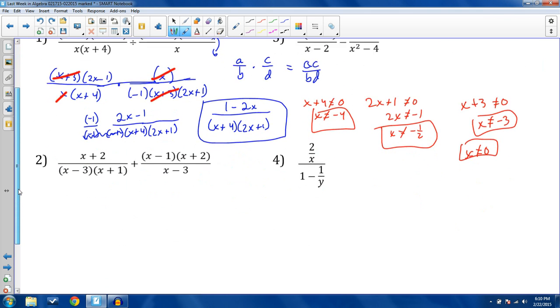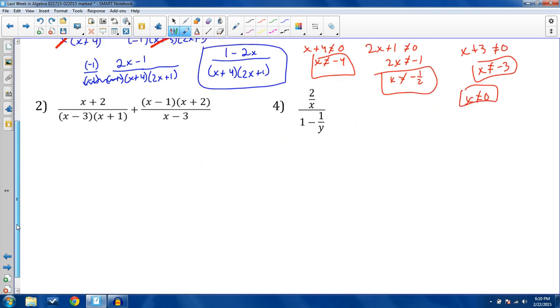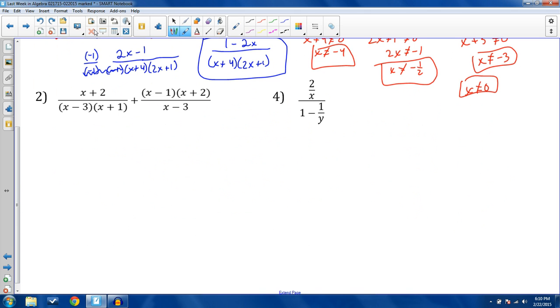Okay, number 2. This one is an adding guy right here, and to add you need common denominators, and for a common denominator you need to seek common multiples. So what I'm looking at here is addition. I can't add across unless I have the same thing on bottom on both. Notice how I have these factored out here. This has a multiple of x minus 3, but it's missing a multiple of x plus 1. So if I multiply top and bottom by x plus 1 over x plus 1, I can start to go to work.